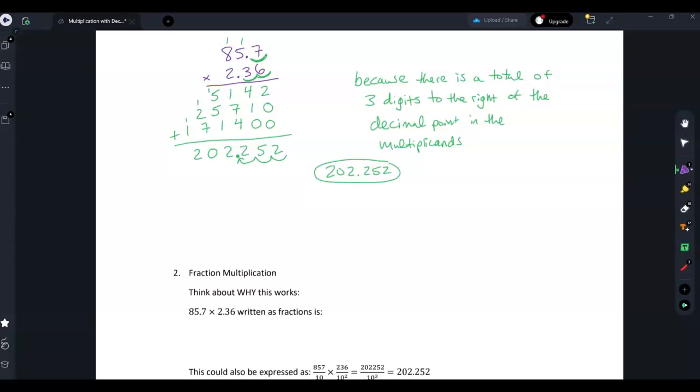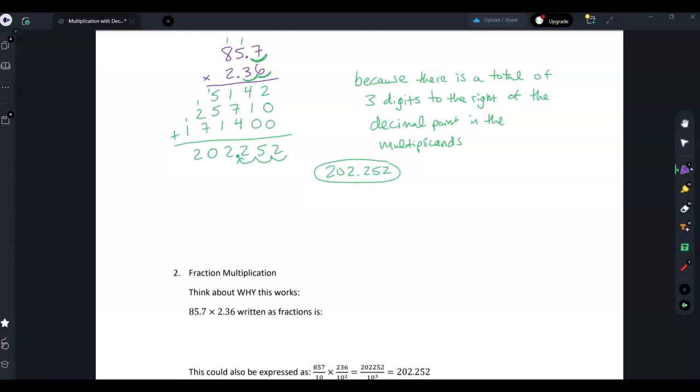So when we did the standard multiplication algorithm, at the end of our problem, we counted the total number of digits behind our decimal. So we said there was one digit behind the decimal in our first multiplication, which was the 7. There were 2 digits, the 3 and the 6, behind the decimal in my second multiplication. So 1 plus 2 gives me 3 total. And so that's how I knew that my answer needed to have 3 total digits behind that decimal.